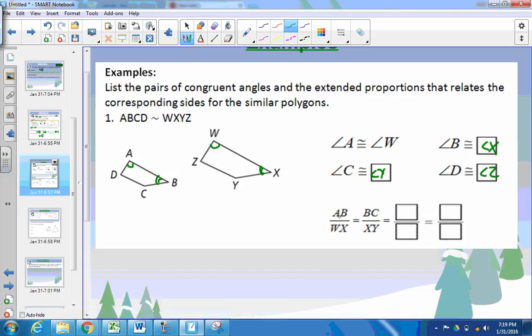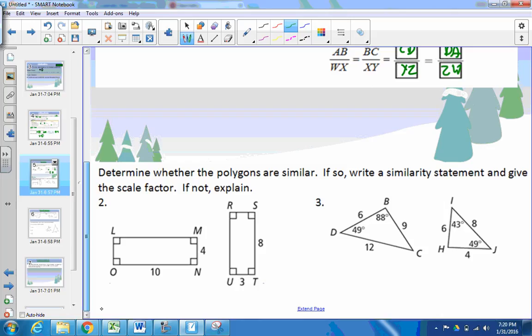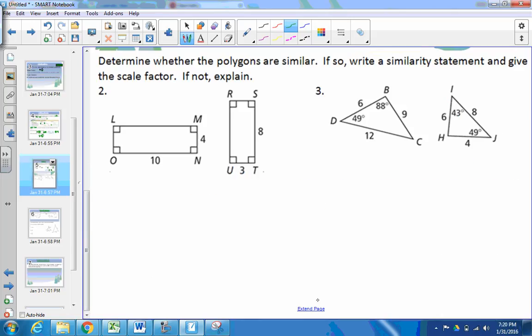All right, and if we look at the side lengths, AB goes with WX, BC goes with XY, CD goes with YZ, and DA or AD goes with ZW or WZ. So there's our first example, looking for corresponding parts. All right, the second part says determine if the polygons are similar. So they have to have the same scale factor for all the parts. And of course you have to have the same angle measures for all the parts. So if so, write a similarity statement and give the scale factor. If not, explain.